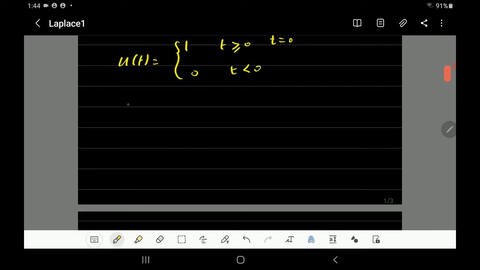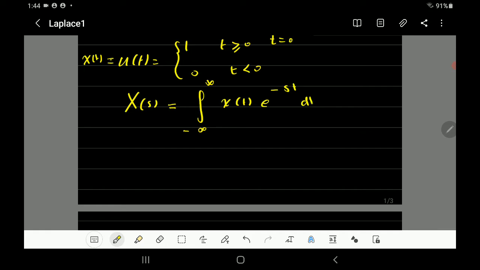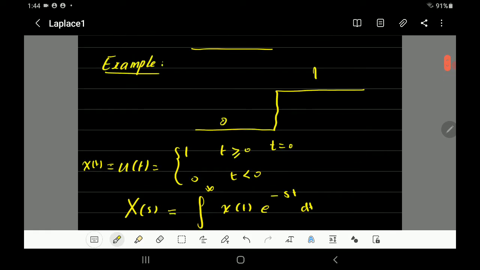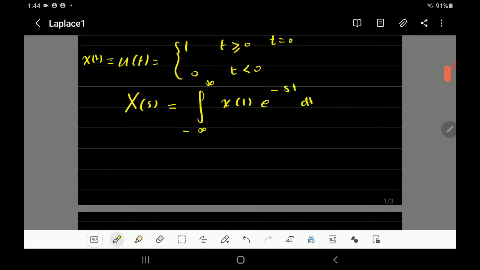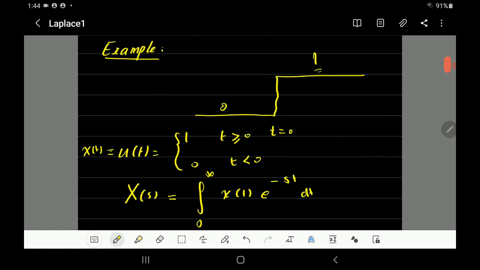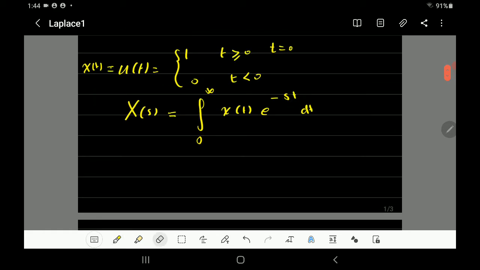To find Laplace transform, you will say x of s, because this is our signal, we're going to find its Laplace transform. So x of s will be equal to the integration from minus infinity to infinity. I'm just writing the definition. x of t e to the power minus st dt. And since this signal starts from 0, the limit of integration will start from 0. x of t is equal to 1 here, so I'll replace x of t by 1.